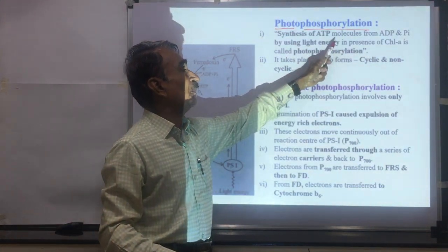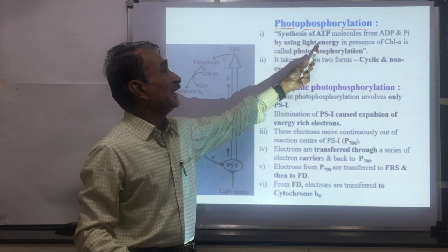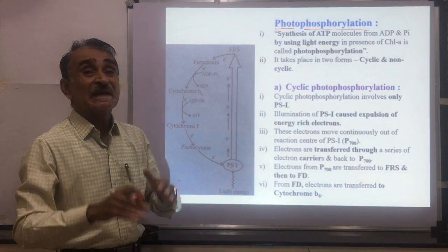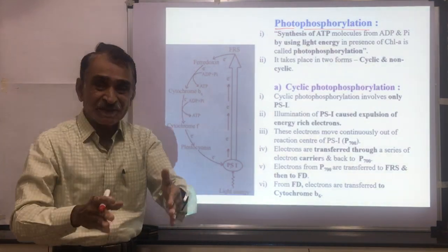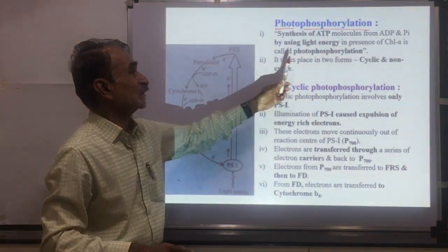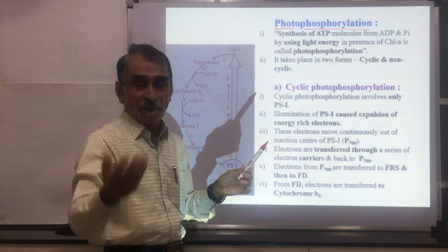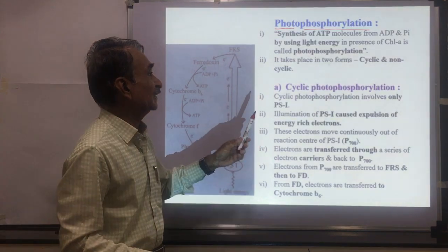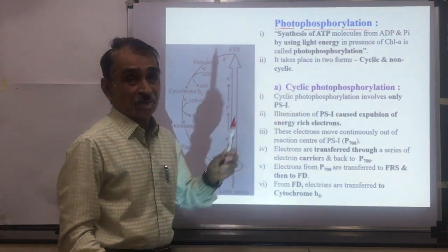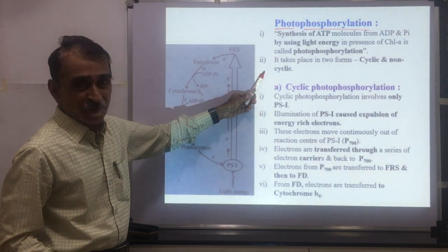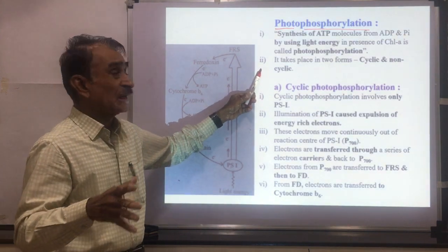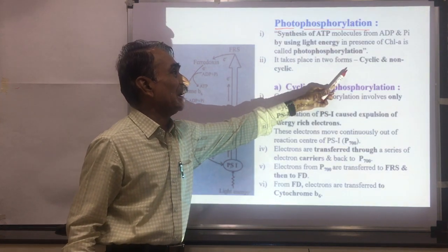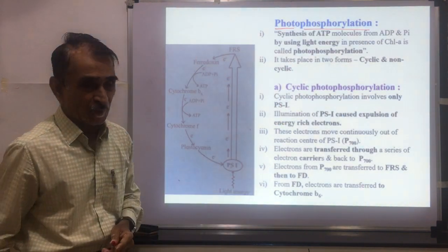Synthesis of ATP from ADP and inorganic phosphate by using light energy in presence of chlorophyll A is called photophosphorylation. Phosphorylation means formation of ATP. Photophosphorylation means formation of ATP in presence of light. It takes place in two forms: cyclic photophosphorylation and non-cyclic photophosphorylation.